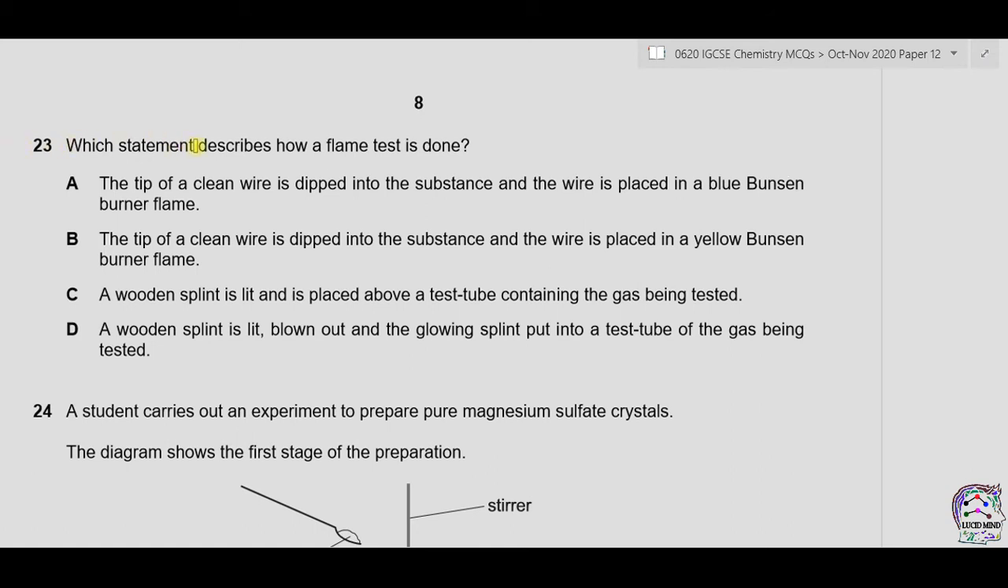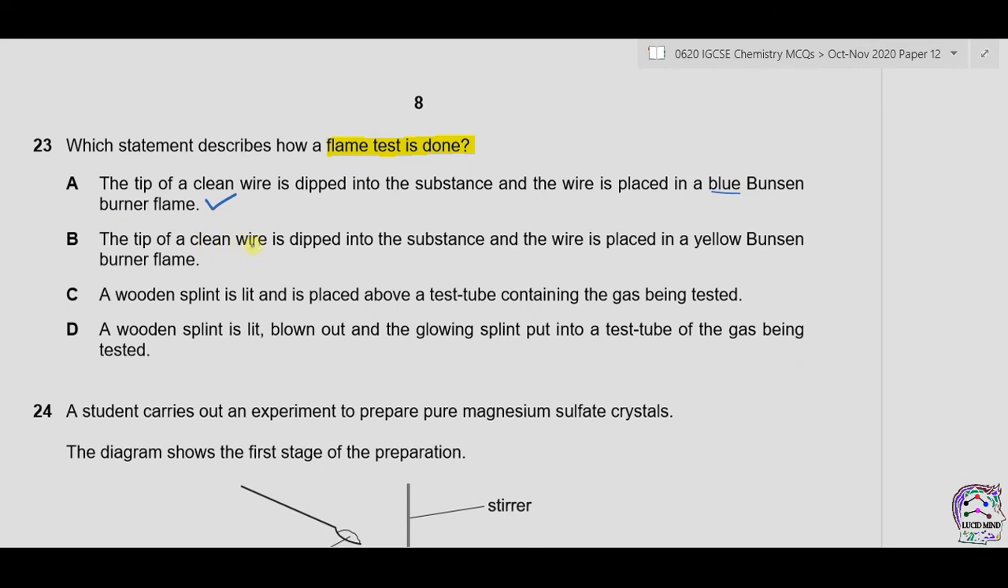Question 23. Which statement describes how a flame test is done? A. The tip of clean wire is dipped into the substance and the wire is placed in a blue Bunsen burner flame. This is true. This is the correct method.